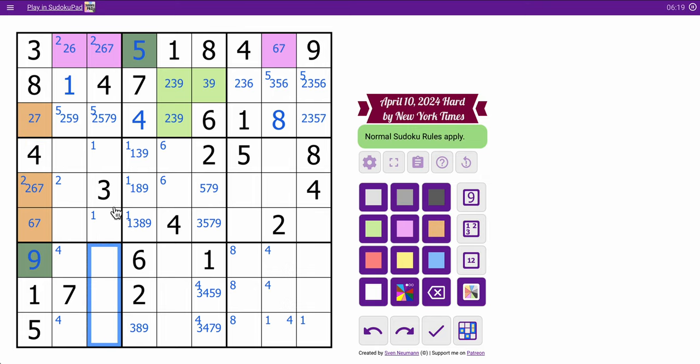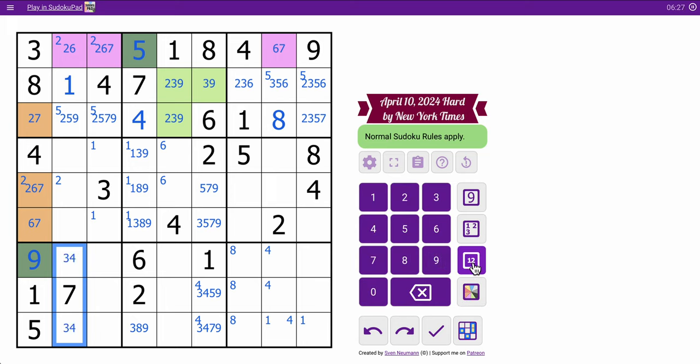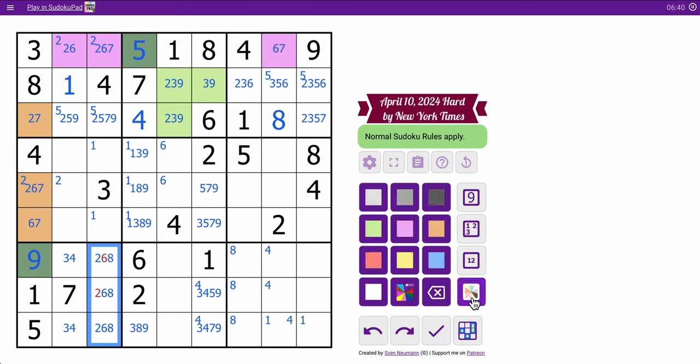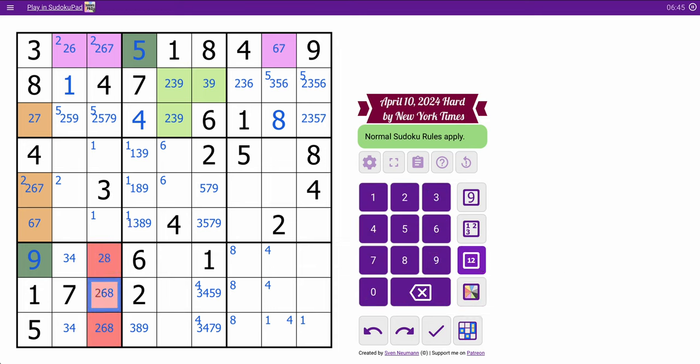Okay, 3 cannot go here because of that 3 in column 3. 3's force in those two cells. 3 and 4 are in the same two cells in a box or a region, so 3, 4 hidden pair is seen. That means this is a triple. 1, 3, 4, 5, 7, 9. Those are 2, 6, 8 in some order. And then I can clean this up. But this is a 2, 6, 8 triple in the column.